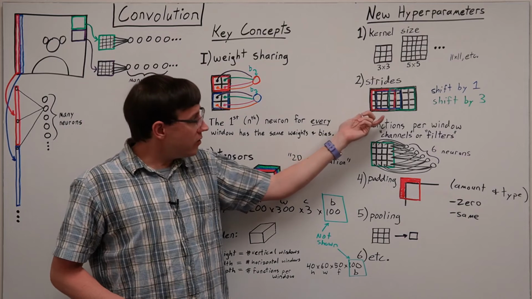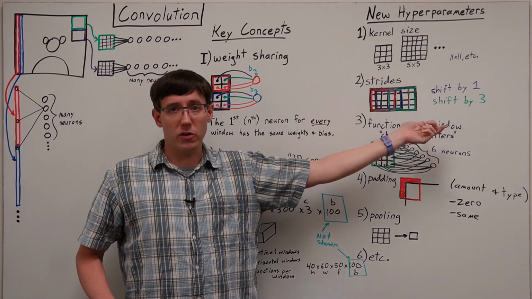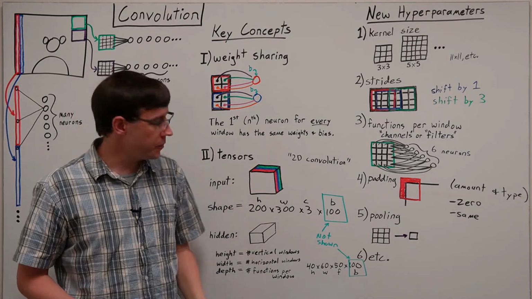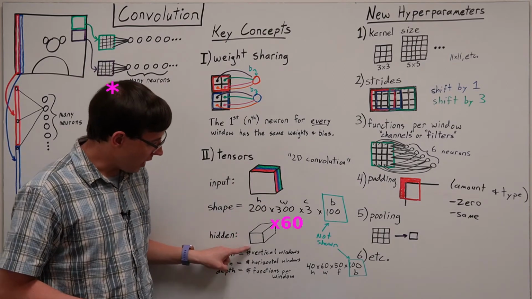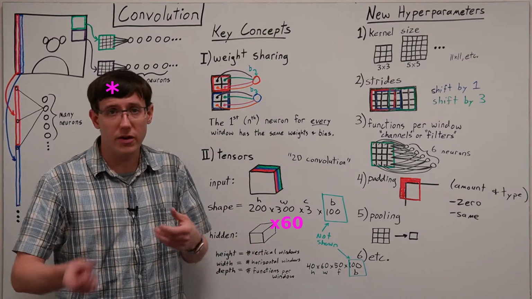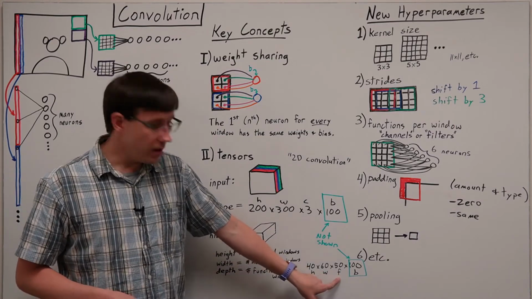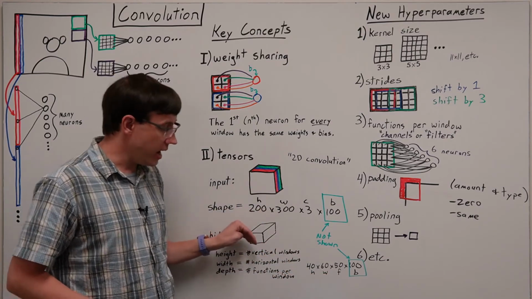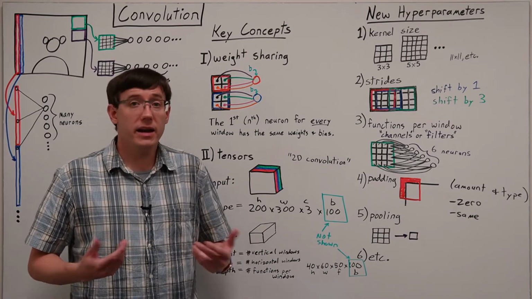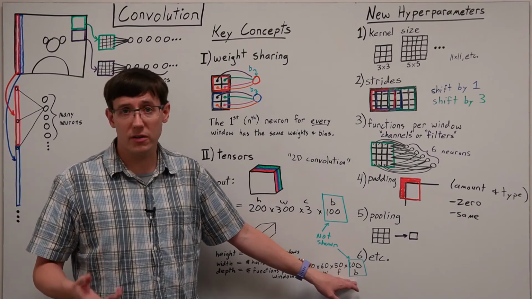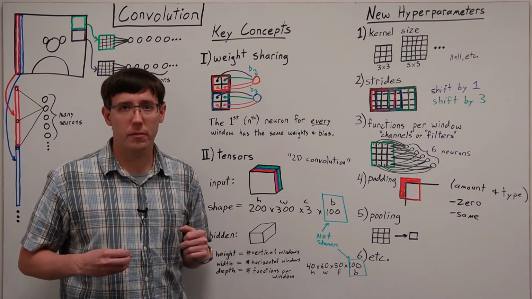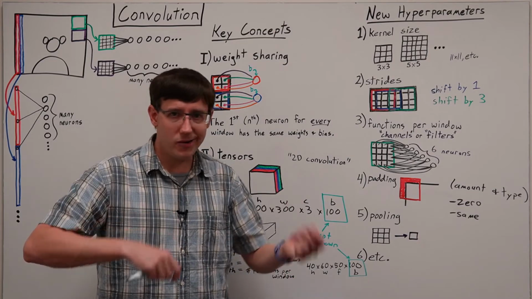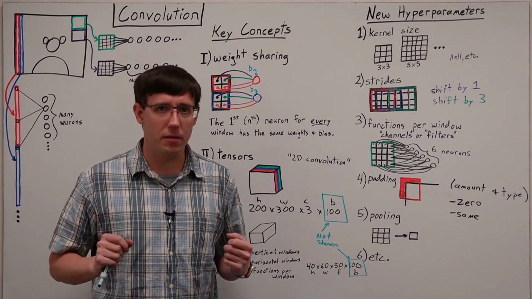And so if our strides moved the window by 5 pixels each time, and we reduced the height and the width by a factor of 5, then we'd end up with 40 by 60 as the height and width of our hidden layer. But if we had 50 functions applying to each window, then we would have a depth of 50. And again, we have a fourth dimension for the batch size of 100 that I can't draw on the whiteboard. So this gives us a shape for the activation tensor, but how many neurons and how many parameters does that mean?